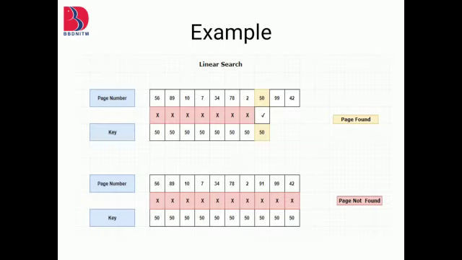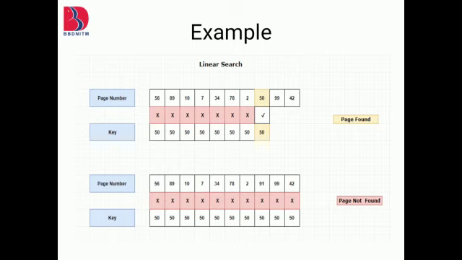Now see the next example of linear search. In the first example, some page numbers are given. Now the key is 50. We have to find 50 from the above given list. So you can see 50 is compared with 56, 89, 10, 7, 34, 78, 2. Then 50 is found. On the right hand side we can see that "page found" is written.